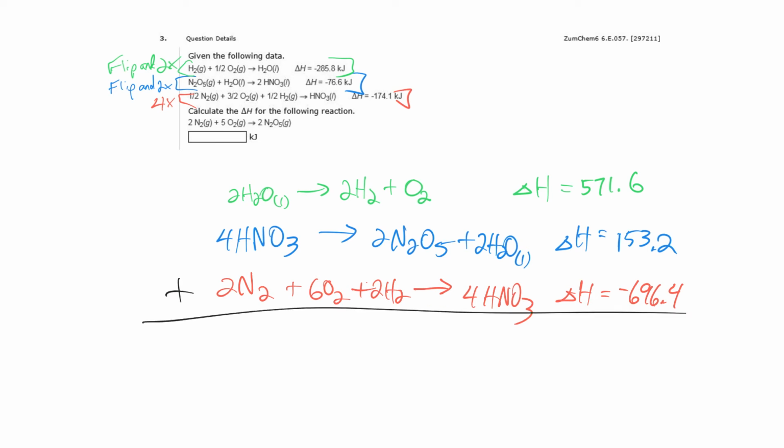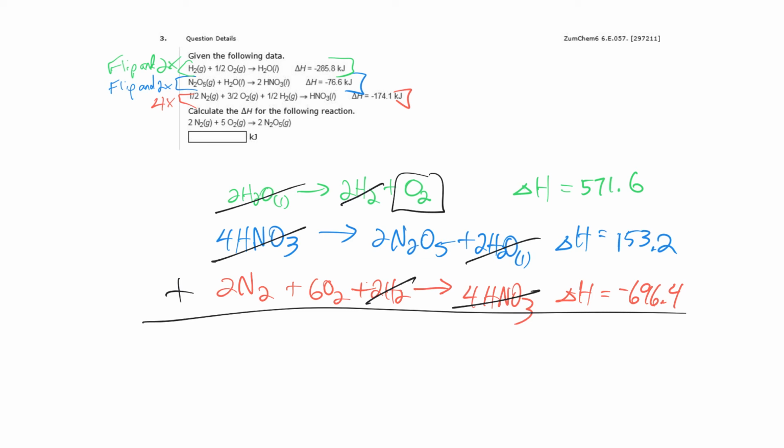Now we have 3 steps in a mechanism. Let's add them all together and see what crosses out. The 4HNO3 found on opposite sides of the equation, those cross out. The two hydrogen molecules on opposite sides of the equation also cross out. The two liquid waters on opposite sides of the equation also cross out.